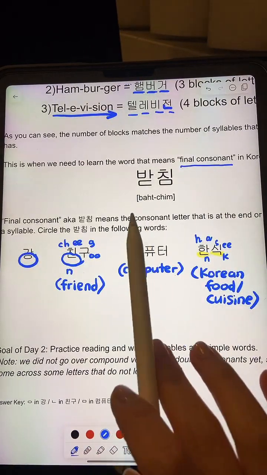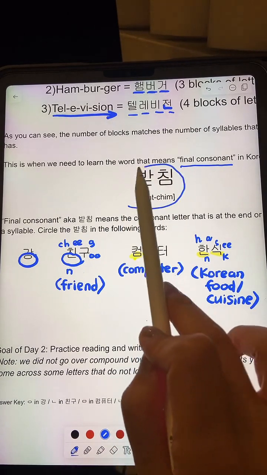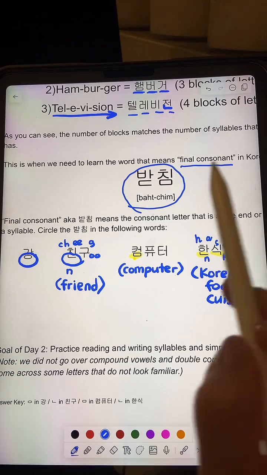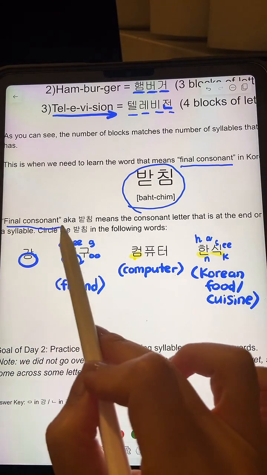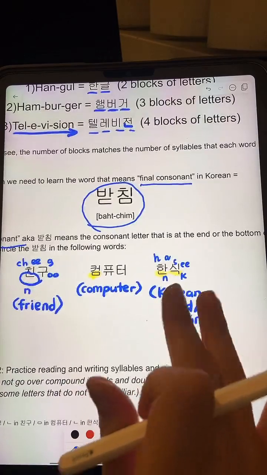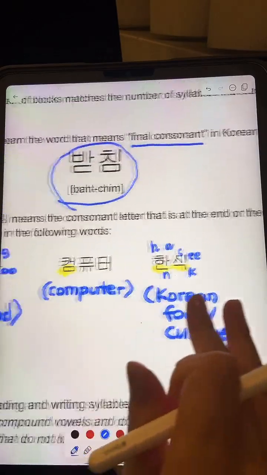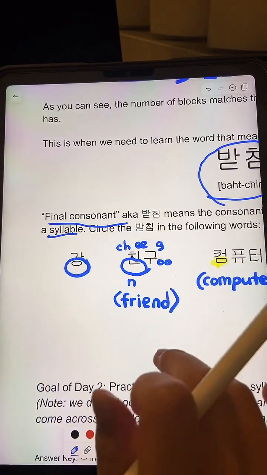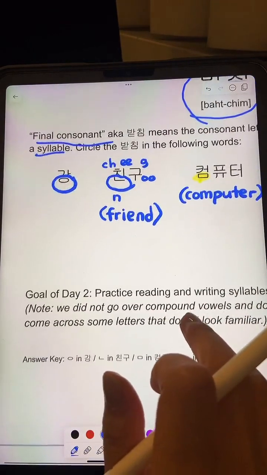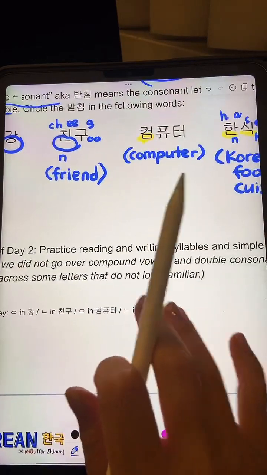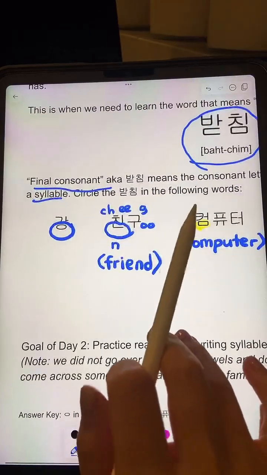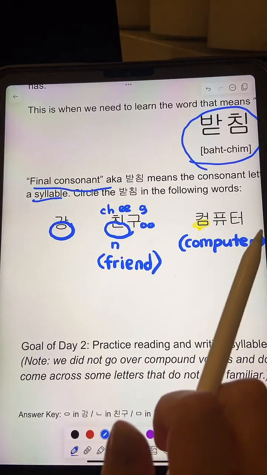If this was your first time learning about it, please don't forget this word. 받침 is going to be your keyword of the day. 받침 means final consonant. What is a final consonant? The consonant letter that's at the end or the bottom of each syllable. So today was day 2. Goal of today would be to practice reading and writing the syllables and simple words, because we're already learning simple words now, as you can see.